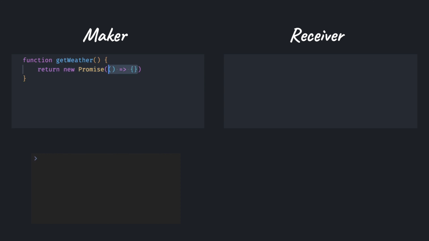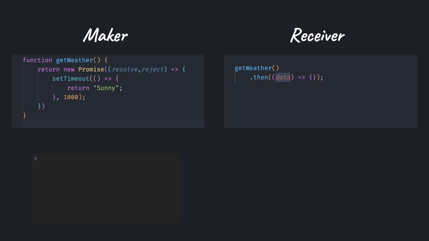This object takes a function with two parameters, resolve and reject. Inside that function is where we run our asynchronous code, which in our example is the setTimeout. On the other side, we have the promise receiver. When we call getWeather, we can use the .then method to handle the data sent by the promise. Inside our then method, we pass a function that will handle our data. For now, let's just log the data to the console.